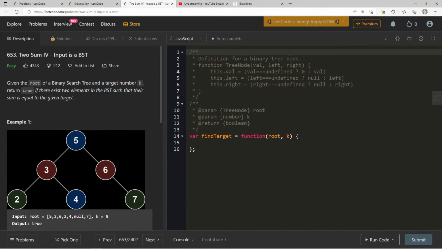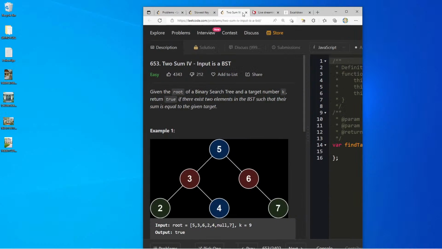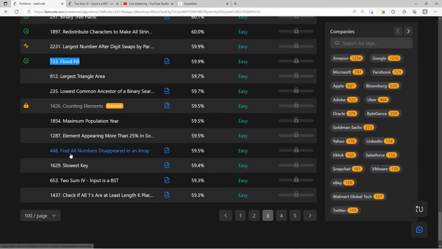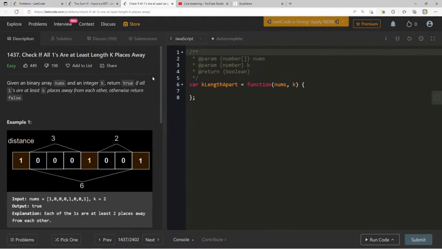All right, given the root of a binary search tree and a target number k, return true if there exist 2 elements in the BST such that their sum is equal to the given target. So I think I have done this one before. This definitely requires a drawing, and I'm not even sure I should try and do this one now, because it's going to require more time. And let me see what this one does here.